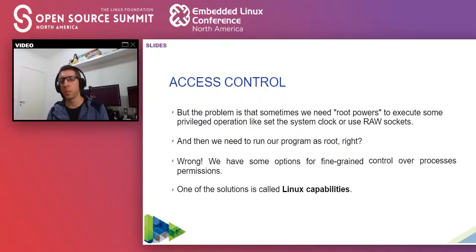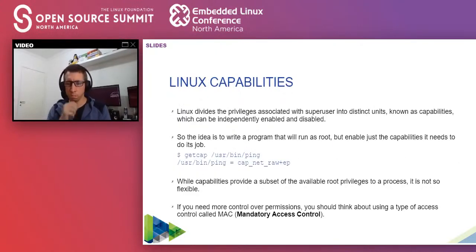Another thing you could do is use Linux capabilities. The idea of Linux capabilities is to help you drop the privileges of a root user. Your application would just enable the capabilities it needs and then drop the rest. So if an attacker exploits your software, they only get the capabilities that you enabled.